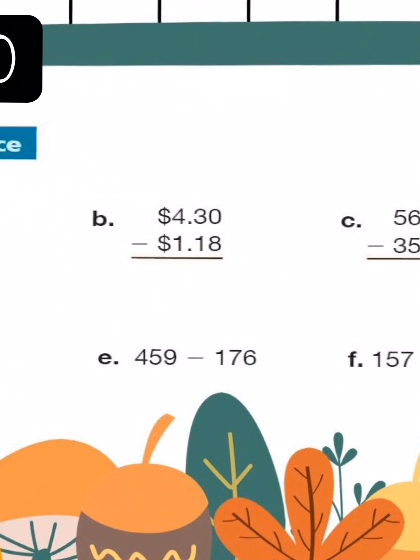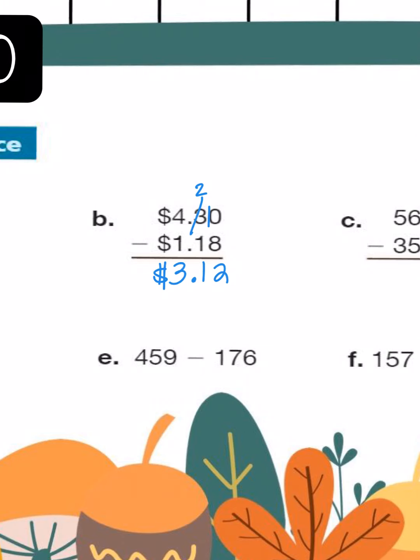Okay, for B, $4.30 minus $1.18. So what do I do if I can't do 0 minus 8? Go to the 3, make it a 2. Go to the 0, make it a 10. Very good. So 10 minus 8 is 2. 2 minus 1 is 1. And 4 minus 1 is 3. Very good, guys. Y'all are a bunch of mathematicians in here.